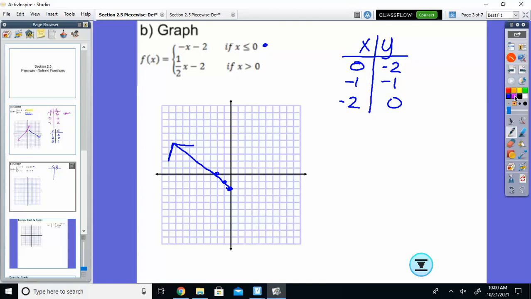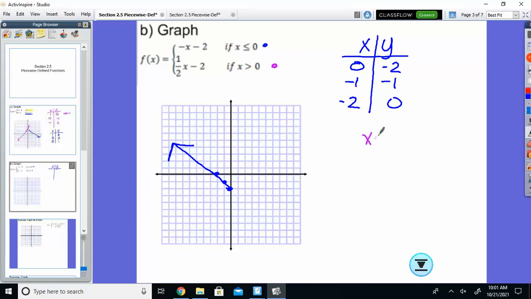So, what do we plug in first? 0. Will it be open or closed? Open. We know they can't both be closed. This one doesn't have the equal to, so that's what makes it open. And then we want x's bigger than that.